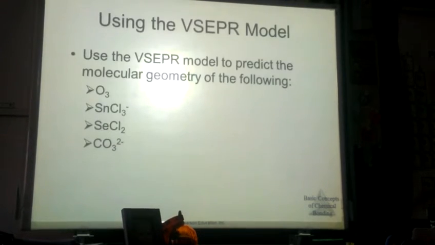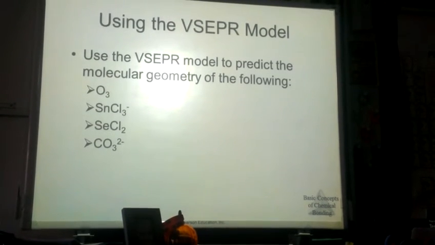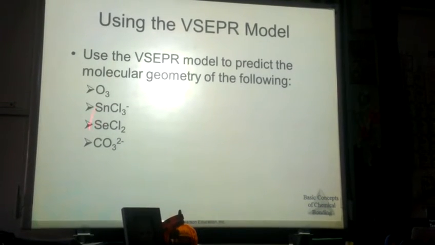I'm going to kind of skip through these guys. Oh, never mind, just kidding. Okay, use the VSEPR model to predict the molecular geometry of the following. So we have ozone, O3, SnCl3-, SeCl2, and then CO3 2-. So I'd like you to try these 4 for me, and then we'll look at those at the beginning of class before we do practice using VSEPR and electron domains and bond angles.